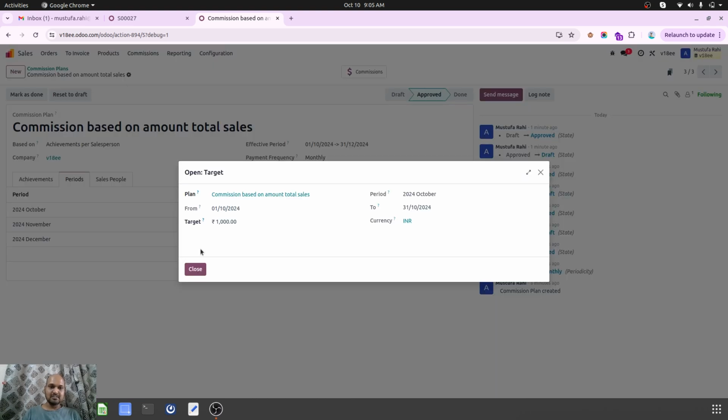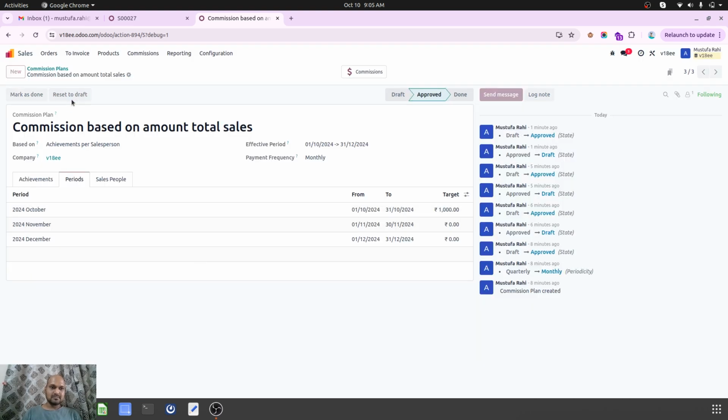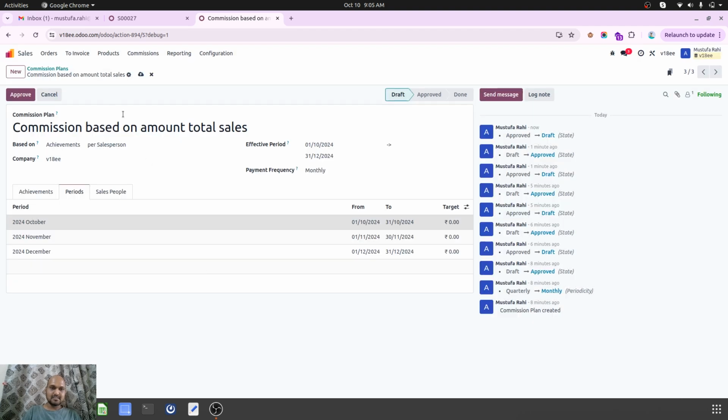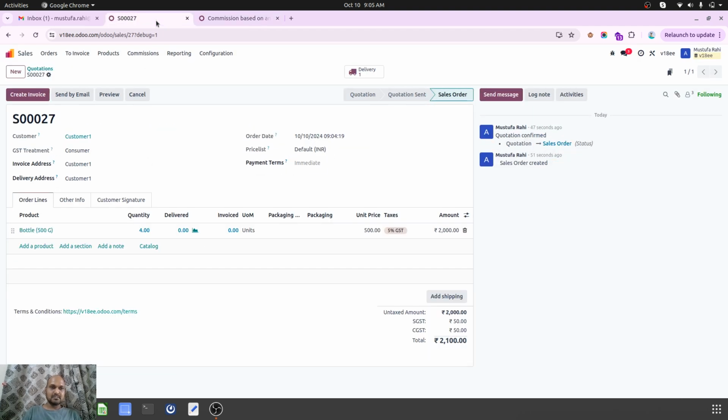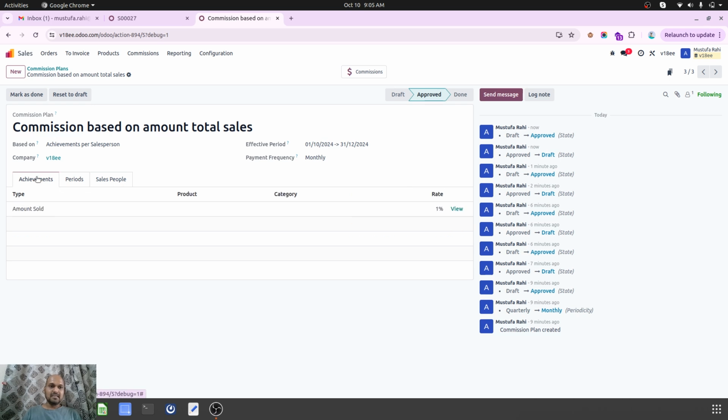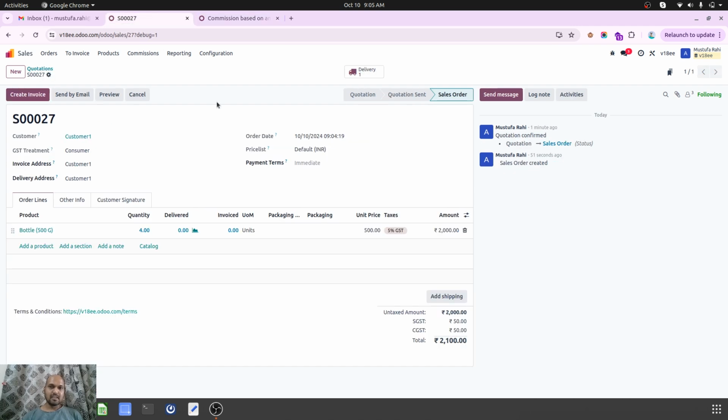Now if I reduce this to 0, let's say I'm not giving any target to my salesperson, and then approve this and see how much commission is eligible. It has registered 20 directly on my rate, because it is not giving any achievement rate, it is based on the flat achievement. I can see my commission. That is 1% of 2000, which means 20 rupees. That's how it calculates.